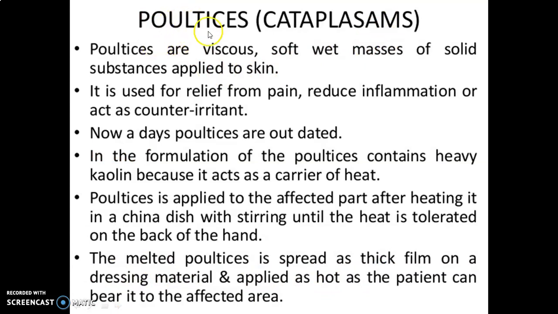Then we will see about poultices, that is cataplasm. Poultices are viscous, soft, moist masses of solid substances applied to the skin. They are used for relief from pain, to reduce inflammation or to act as a counter-irritant. Nowadays poultices are outdated. The formulation of poultices contains heavy kaolin because it acts as a carrier of heat. The poultice is heated in a china dish with stirring until the heat is tolerable on the back of the hand. The melted poultice is then spread as a thick film on a dressing material and applied as hot as the patient can bear to the affected area.